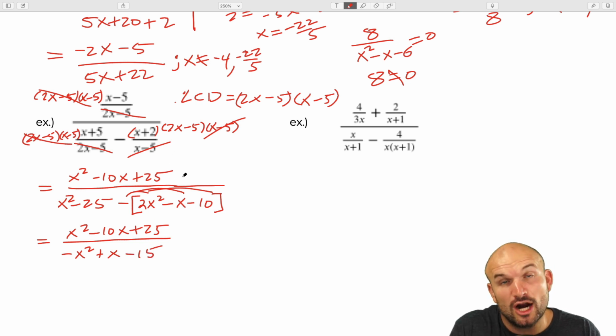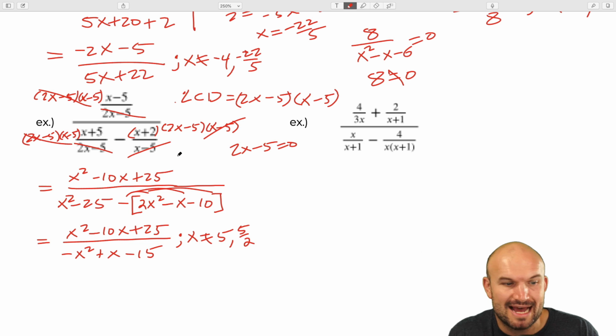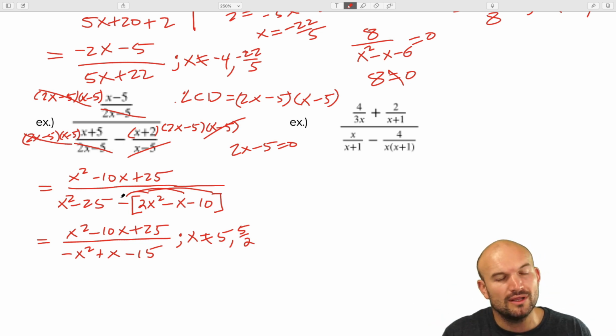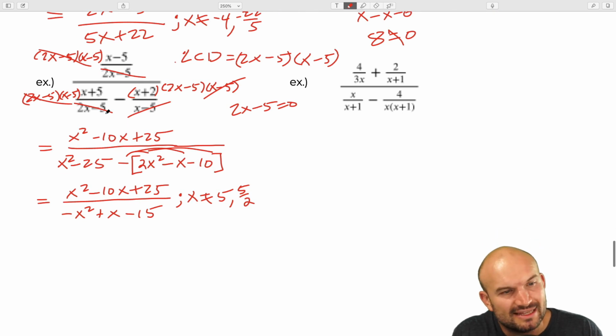Okay, so now let's go and look at our excluded values. So we know we cannot have 5, so x cannot equal 5. We know x cannot equal 5 halves, right? Because if you set 2x minus 5 equal to 0, add 5, divide by 2, you cannot have 5 halves. And then what about this larger denominator? What about this new denominator set equal to 0? Because actually, if you set these equal to 0, the two equations that are going to make this true are going to be 5 and the 5 halves. So let's go and take a look at this expression, my new simplified version.